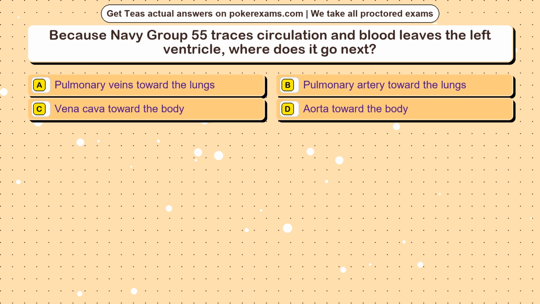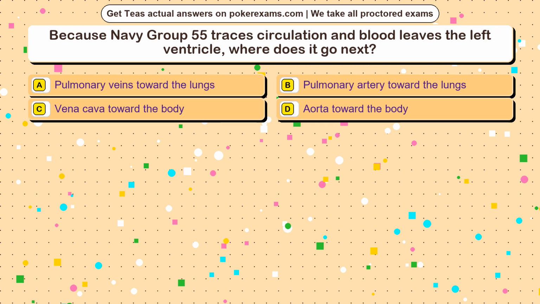Question 15. Because Navy Group 55 traces circulation and blood leaves the left ventricle, where does it go next? Option A, pulmonary veins toward the lungs. Option B, pulmonary artery toward the lungs. Option C, vena cava toward the body. Option D, aorta toward the body.